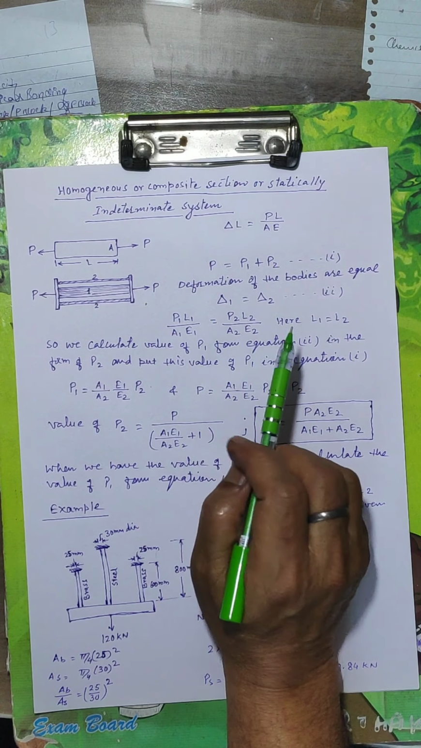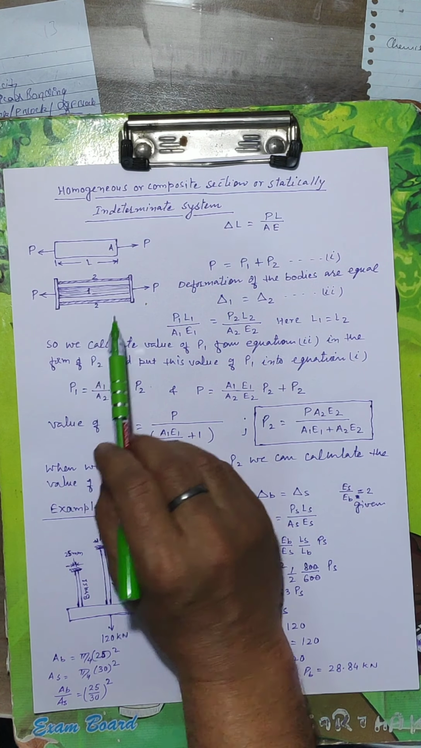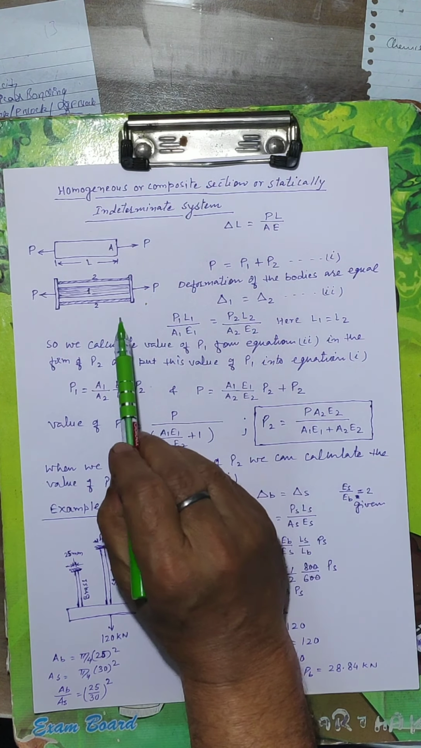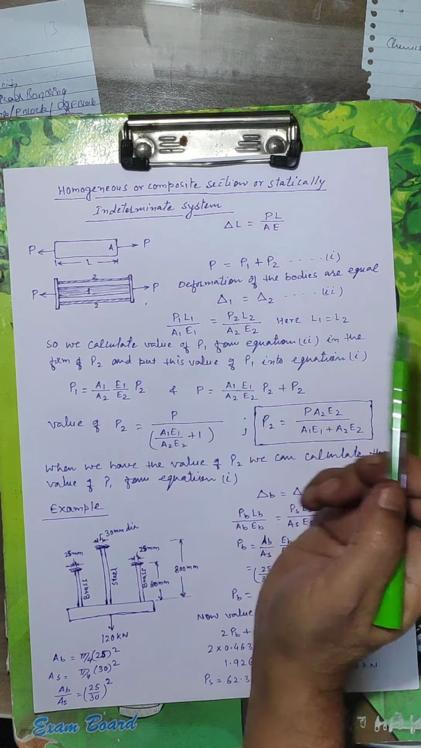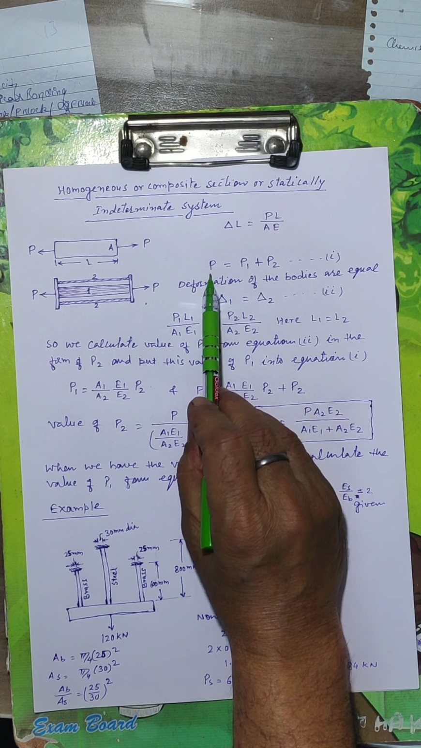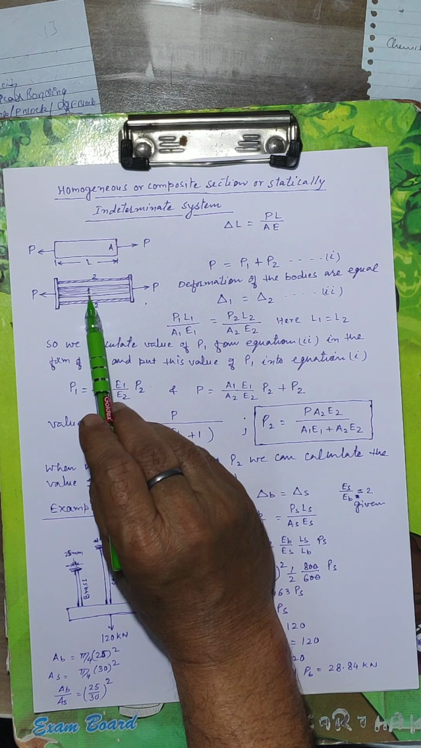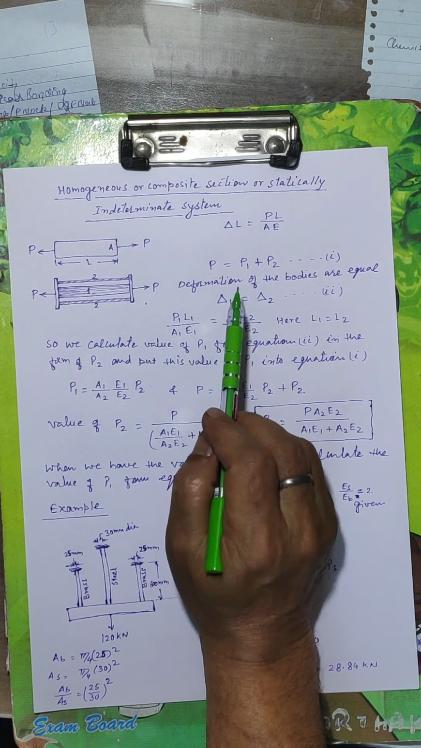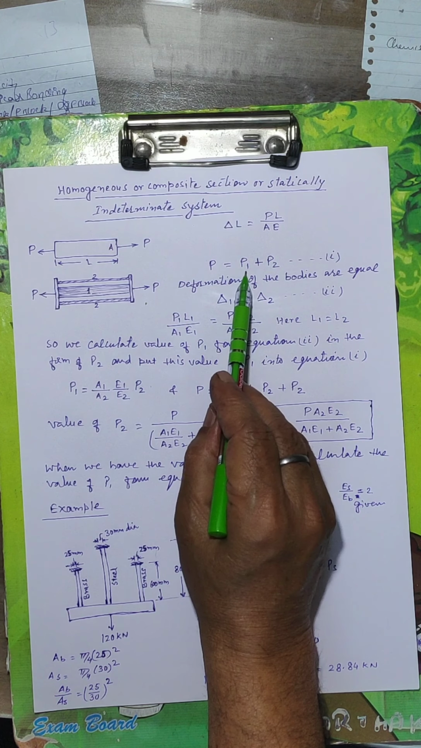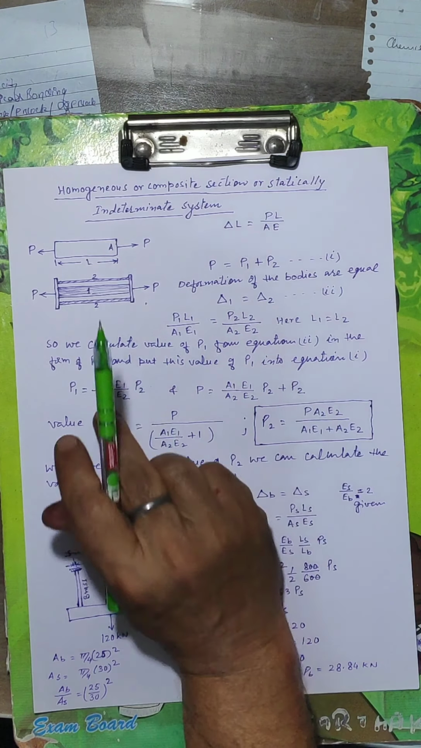Please understand, if any body is made of two materials, then we have to calculate first how much load is shared by these two materials. Suppose P is the total load. If the two materials are 1 and 2, then this load P is shared by material 1 as P1 and material 2 as P2. So we have to calculate this P1 and P2.